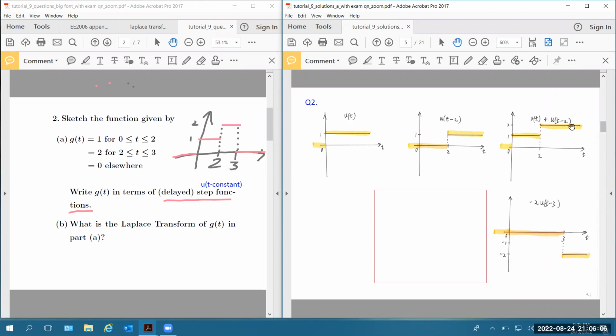Okay, so now what about when you add this one and this one? What happened? You realize from 3 onwards, this one is 2, this one is minus 2, then it becomes 0, right? What about before 3? Before 3, this one is 0, this one is 0. So 0 added to anything will preserve the other one, right? It won't change before 3. So the things before 3 will still be the same. It's only after 3 that you get 2 minus 2, which is 0. So now you get it like that.